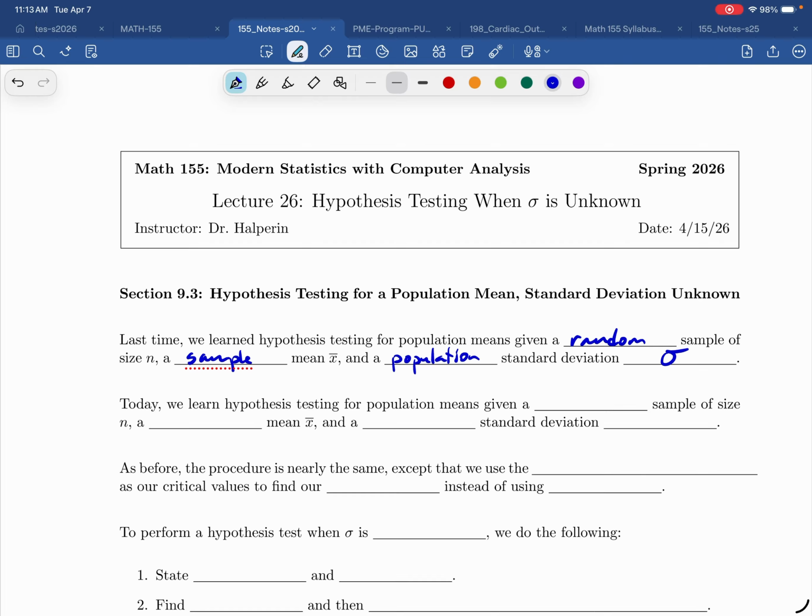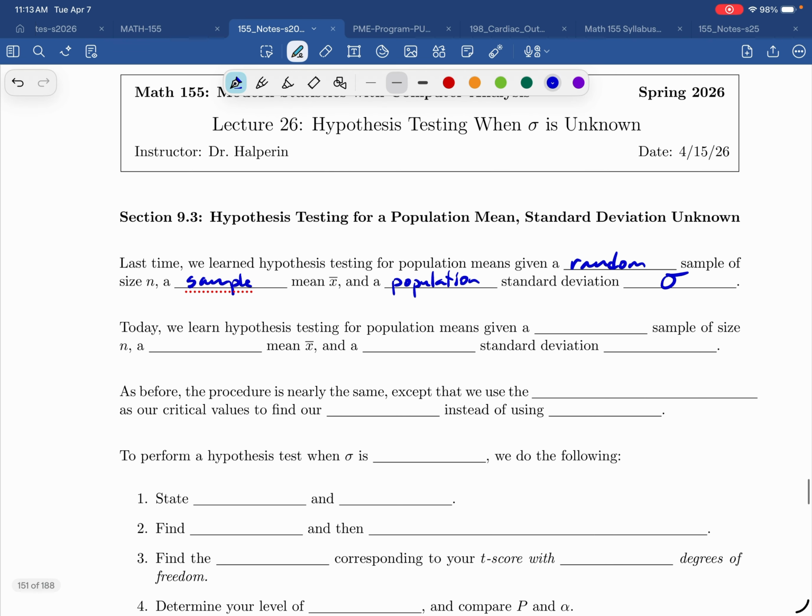A lot of times if we're estimating the population mean or trying to figure out whether a certain value is reasonable, we probably don't know the population standard deviation. But sometimes we do. We're going to look at the case today where we don't. All right, so we still have a random sample. We still have a sample mean. And in this case, we have a sample standard deviation S.